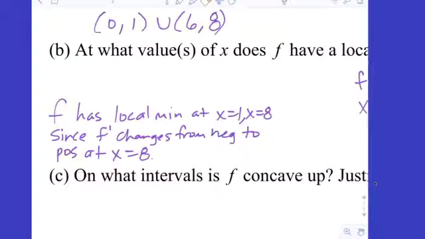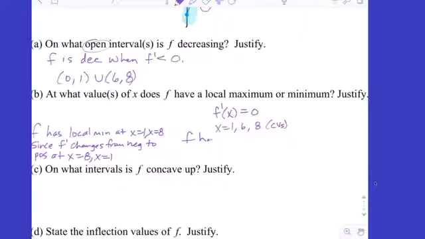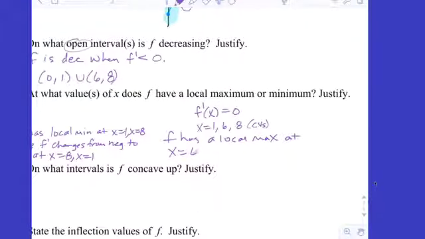Since f prime, I'm sorry, I didn't finish this off here. Since f prime changes from negative to positive at x equals 8 and x equals 1, at both of them. And then, of course, you would say the other one, f has a local max at the other guy, x equals 6, since f prime changes from positive to negative at x equals 6.